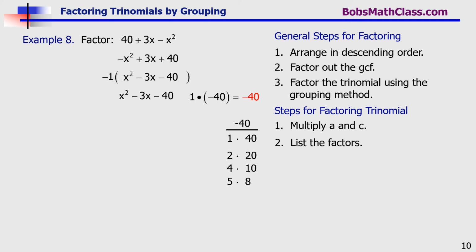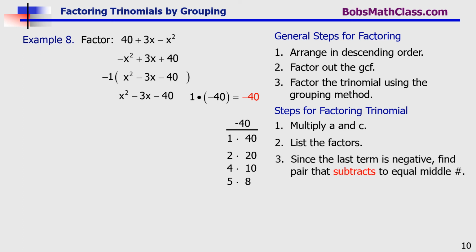Which is the pair that will subtract to be 3? The last term is negative, so we want the pair that subtracts to be 3. That would be 5 and 8. And what signs will they be so that the sum is negative 3? Positive 5 and negative 8.